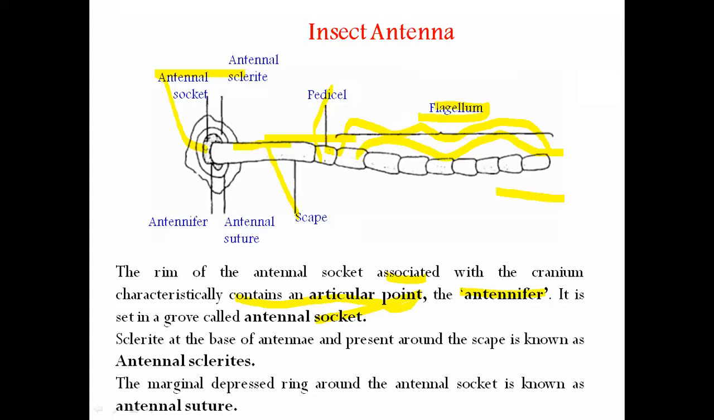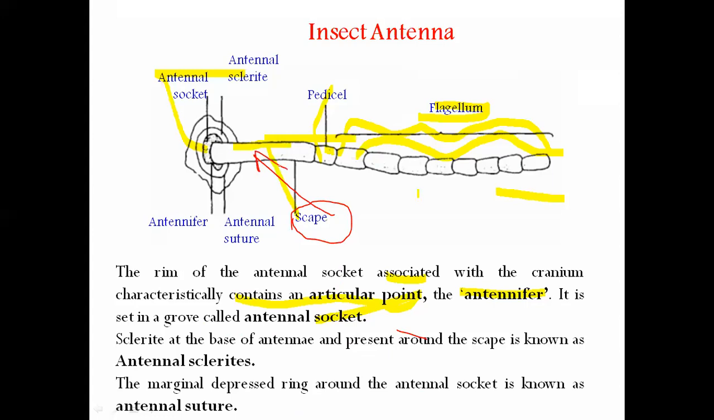Firstly, what is the scape? Actually, the scape is the first part of the insect antenna, or the basal part, or the proximal segment of the insect antenna. Which is the first part? Scape. Always remember, this is the first part, basal part, or proximal part of the insect antenna.